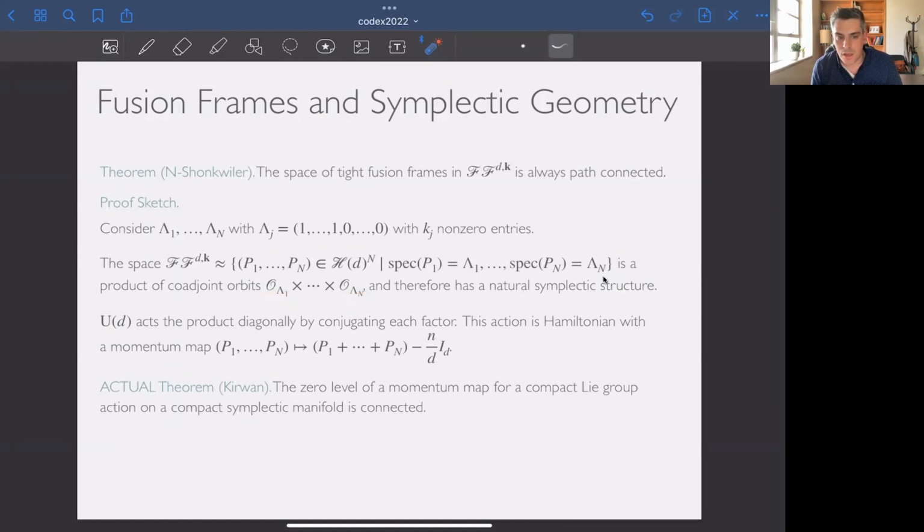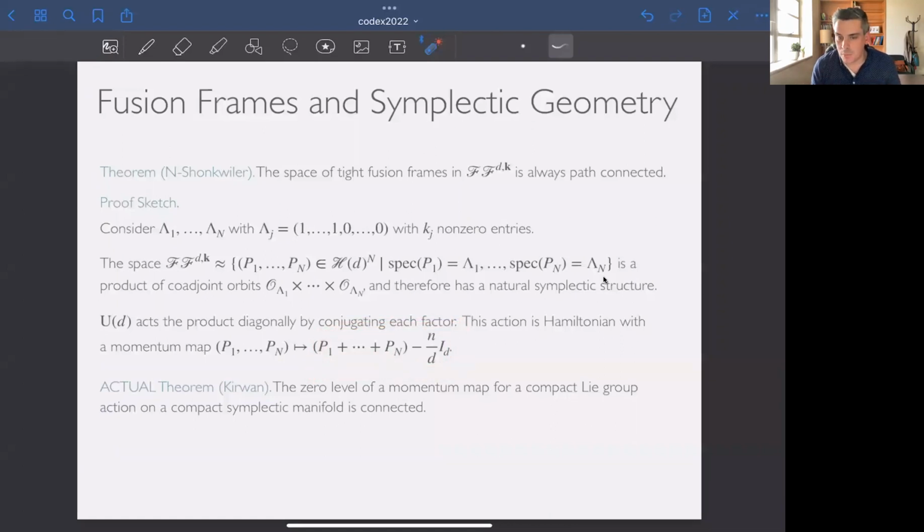That action is Hamiltonian. And its momentum map is: take one of these, send it to its frame operator. And momentum maps are well defined up to adding a central element in the Lie group, something that's fixed by the coadjoint action. So I'm just going to subtract this off for convenience. The point being, what goes to zero? Well, it's exactly the tight fusion frames.